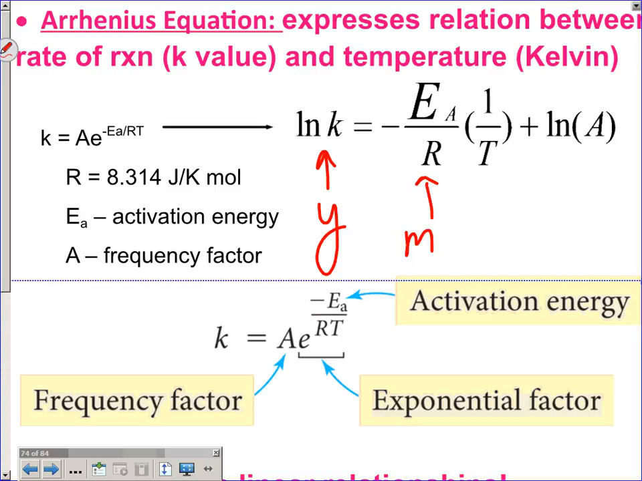Which is slope, okay. What is this? And what does the temperature have to be in? Kelvin, please do not put Celsius in there. And then this is going to be our y-intercept.